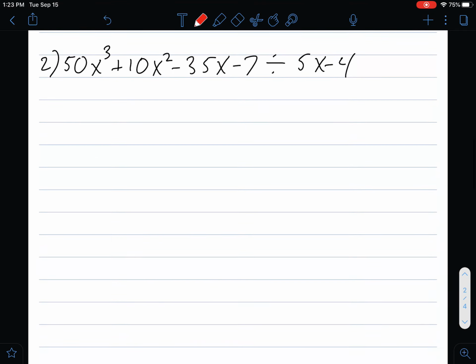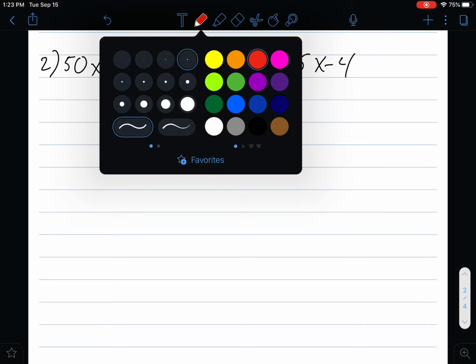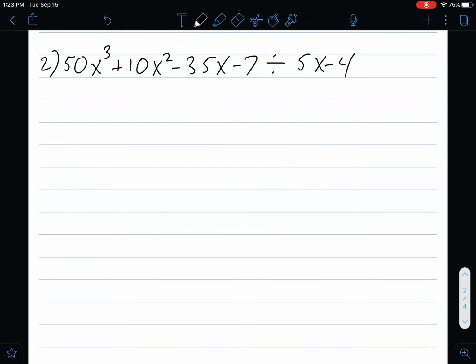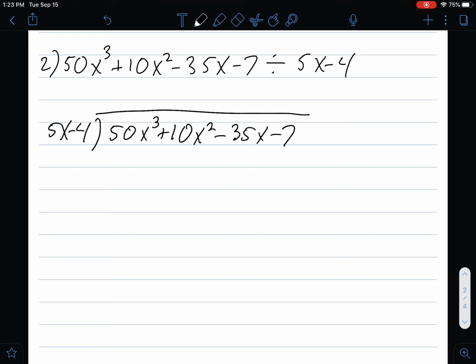All right, number 1. Number 2 here is going to be similar. So let's write it out. It's a little bit longer, which means it's going to be a longer solution, but it's really just more of the same when we're doing the division. It's more of that same three-step process, right?